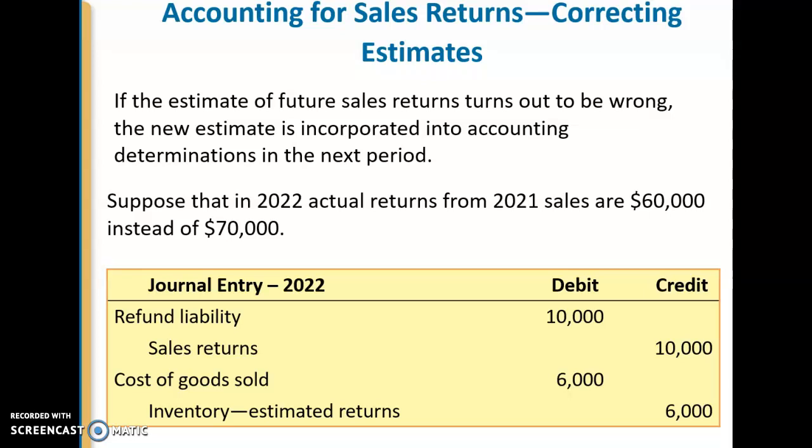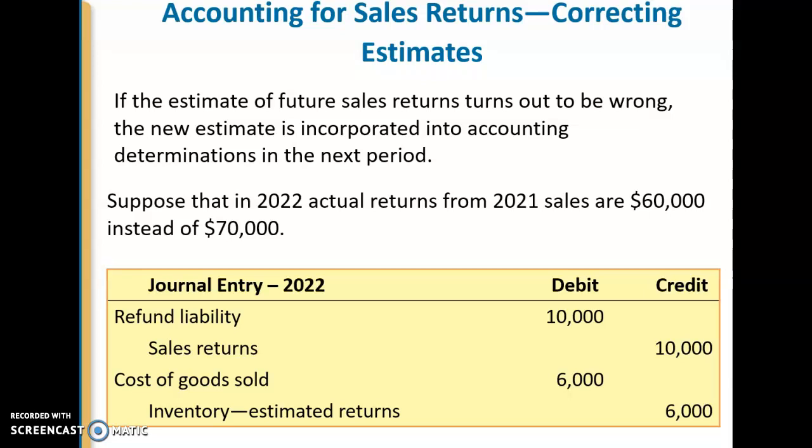Well, this is a change in accounting estimate, and as you remember from Chapter 6, a change in accounting estimate is a prospective adjustment. Hawthorne does not go back and revise prior year financial statements to reflect the new estimate. Instead, Hawthorne must adjust the accounts to reflect the change in estimated returns with any effect on income recognized in the period in which the adjustment is made.